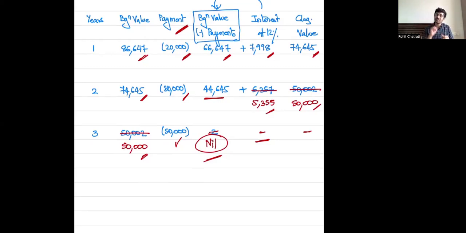The interest for year 3 is 0, but you'll have a depreciation in year 3. You will continue to have a depreciation of 28,000 in year 3, but you will have no interest in year 3. But the sum total of year 1 expense plus year 2 expense plus year 3 expense will be equal to 1 lakh rupees, as was the case earlier as well.